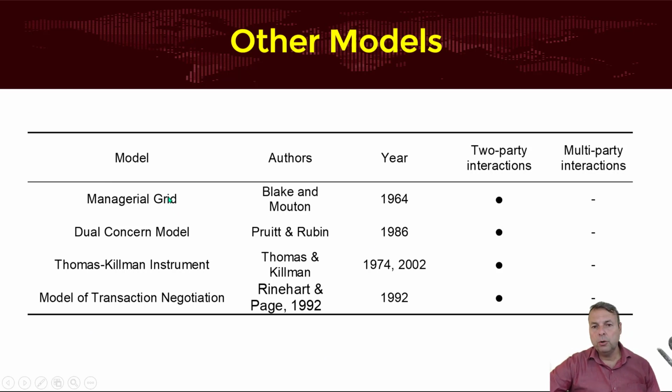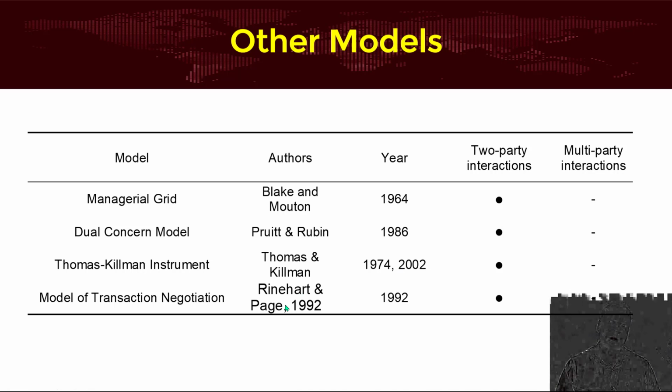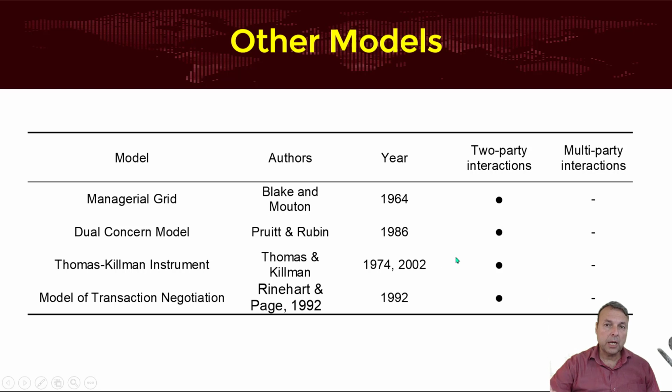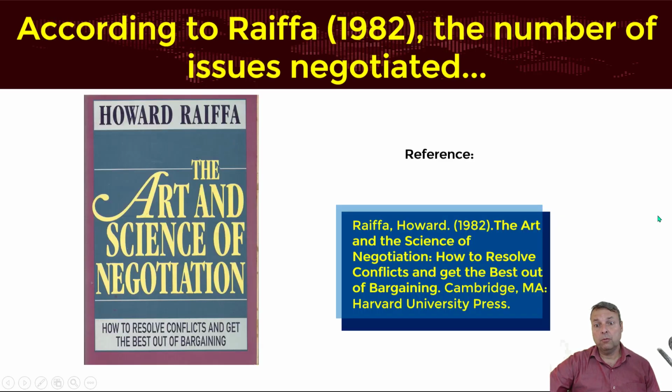As you can see, the managerial grid is from 1964, Blake and Mouton's dual concern model, as discussed in the previous slide. The Thomas-Kilmann instrument addresses issues regarding two parties and strategizing conflict management, for instance. The model of transaction negotiation from Reinhardt and Page from 1992 addresses buyer-seller negotiations, for instance.